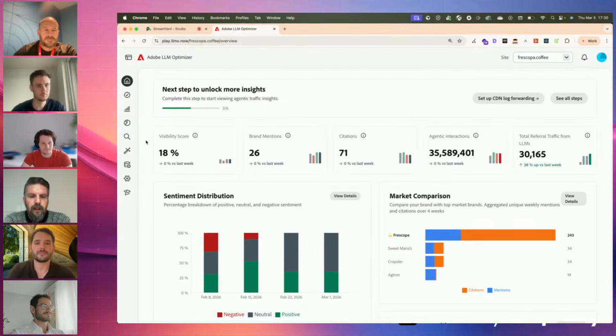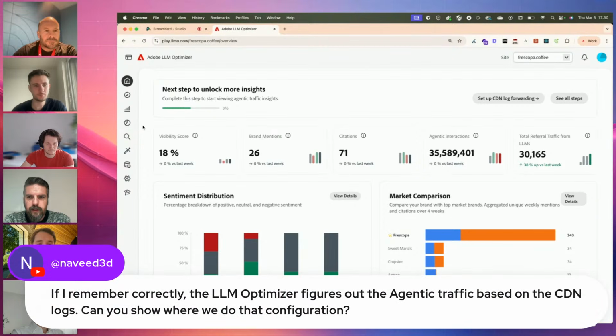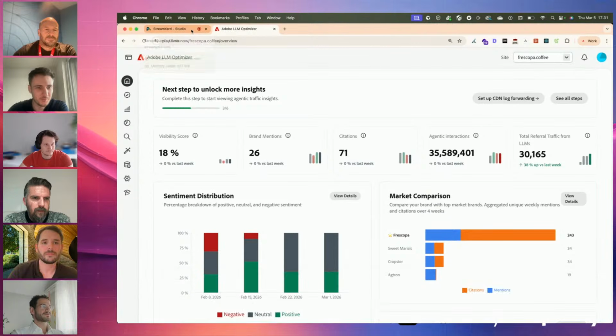Okay, good. I see there's one question, and I think it should be just a quick detour: we are getting the data from CDN logs. Can you show how the setup works and how you connect your CDN? To be honest, I cannot, but maybe we have someone on the call who is working with CDN logs and can step in and show how that would work. Absolutely, I would be happy to do so.